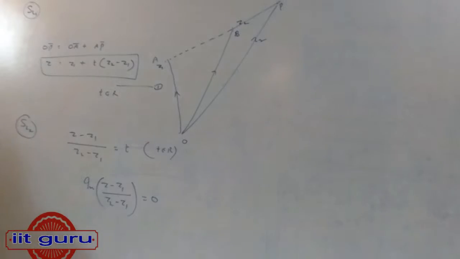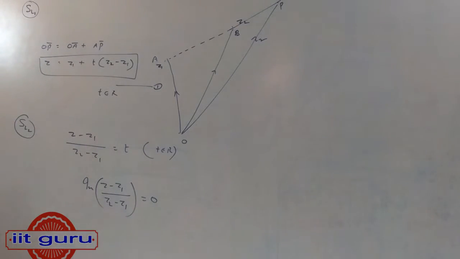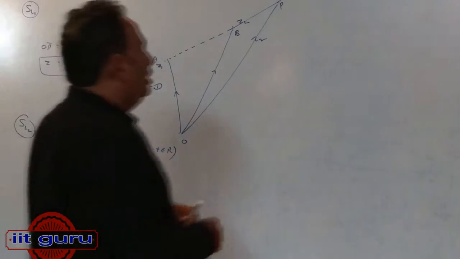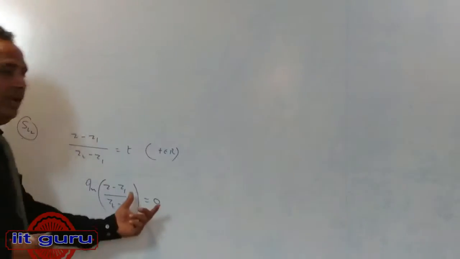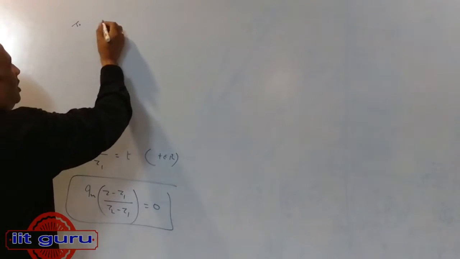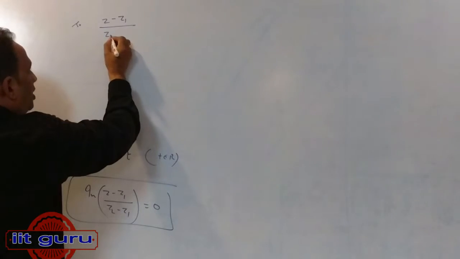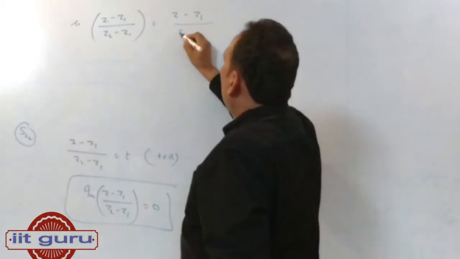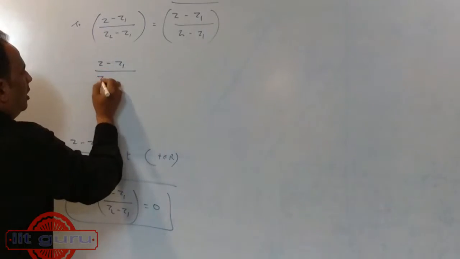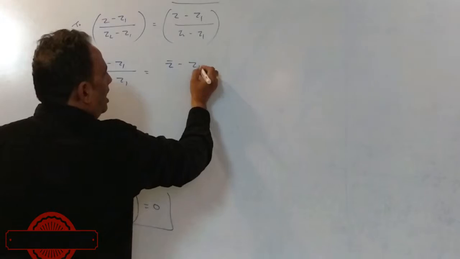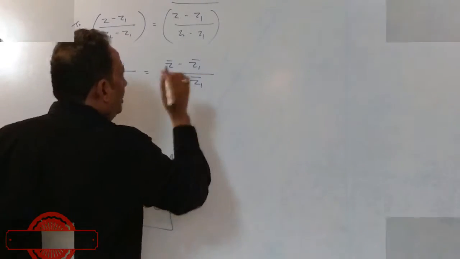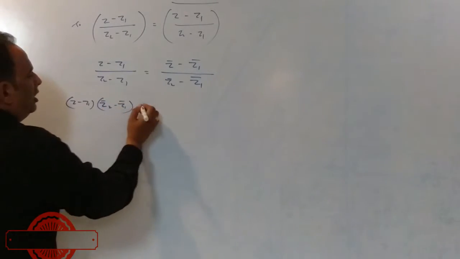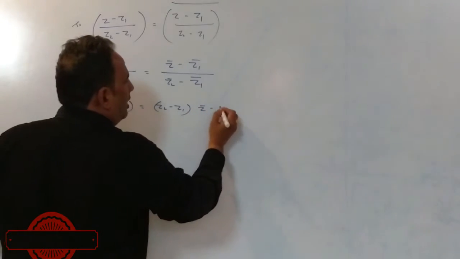This is also a way to write a straight line equation. If you explore this, you will get the second straight line equation in determinant form. How? Let's see. If the imaginary part of a complex number is 0, then it equals its conjugate. So (z minus z1) upon (z2 minus z1) equals (bar z minus bar z1) upon (bar z2 minus bar z1), right? Into (bar z2 minus bar z1) equals (z2 minus z1) into (bar z minus bar z1).